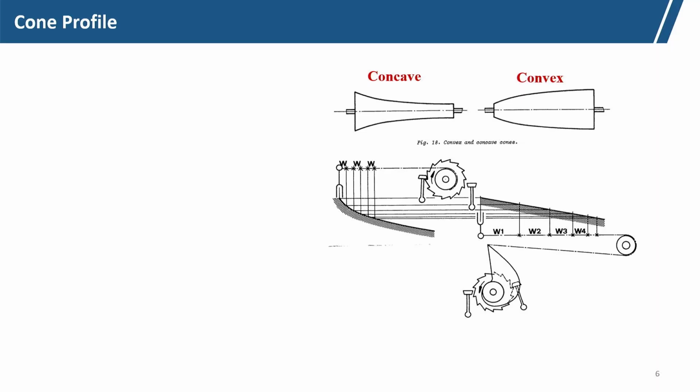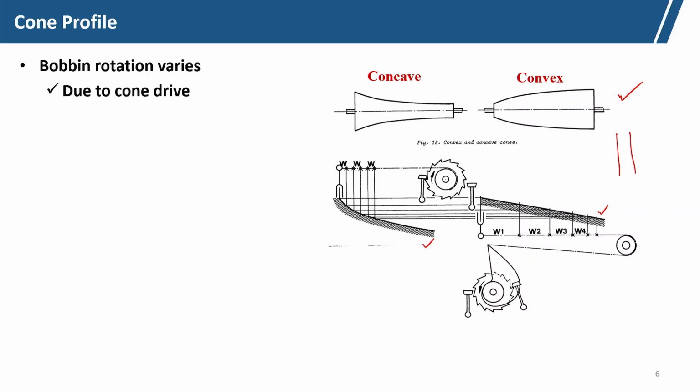Now, the cone profile: there are two types of cone profiles. One is the hyperbolic cone profile and another is the straight cone profile. The hyperbolic cone profile is required because if the shift of the cone belt is uniform after every layer, then to match the bobbin speed we need a hyperbolic cone belt. So, bobbin rotation varies with the shift of the cone belt.